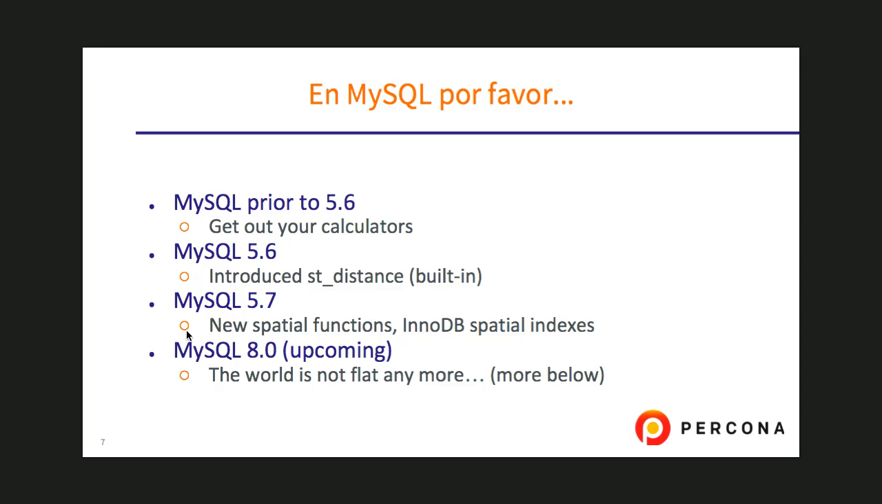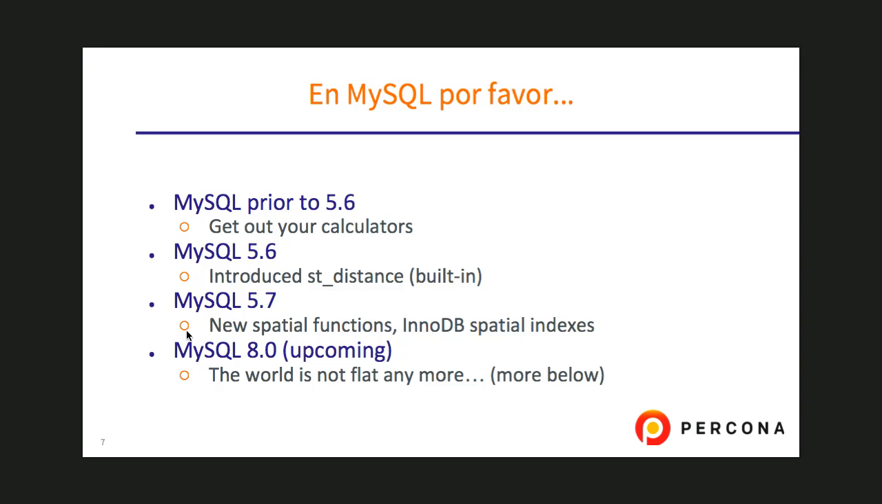Once we had 5.6, we introduced the ST_Distance function. So some of those custom user-defined stored procedures are not needed anymore. You can use ST_Distance, but there were some limitations around that. Once we got to 5.7, we added additional spatial functions, and we also added spatial indexes to InnoDB, which really made spatial usable starting in 5.7, because generally, if you are concerned about your data, you're probably not storing it in MyISAM. So if you're trying to use MyISAM just for the purpose of using geodata, there are some concerns there.